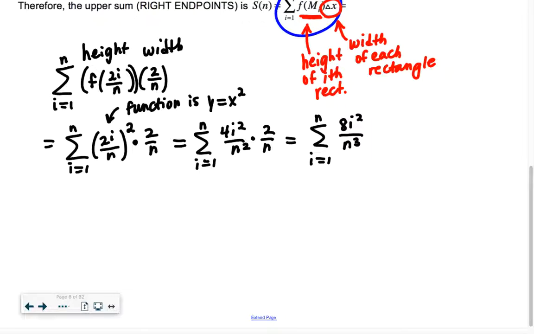What can we pull out? 8 over n cubed. Anything that doesn't have an i, we can pull to the front. So I'm going to pull out that 8 over n cubed, and I'm going to be left with the sum from i equals 1 to n of i squared. Our friend Gauss gave us this.